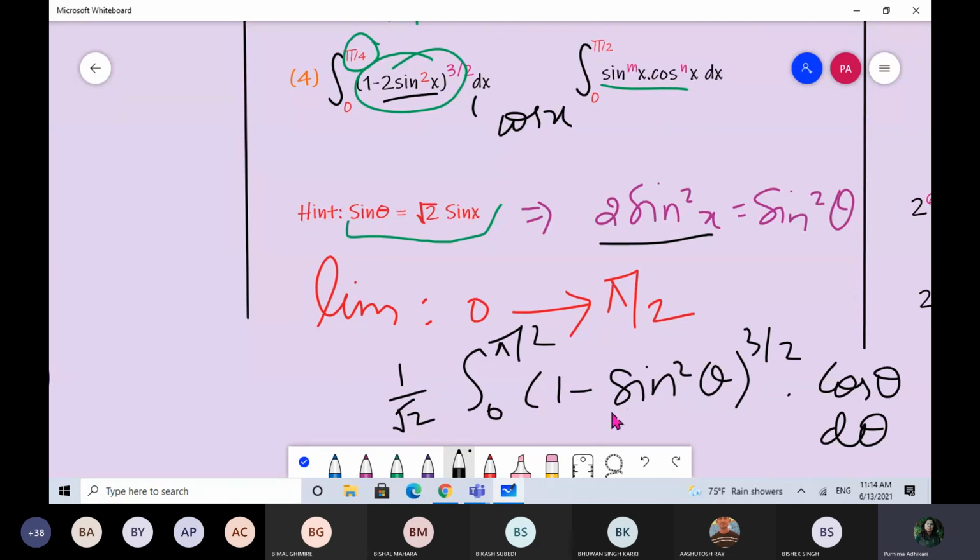Now the function is in terms of cos. What is 1 minus sin square theta? It is cos square theta, isn't it? Cos square theta to the power 3 by 2. So what will you get? Accordingly, you will solve. Okay, so I'm going to leave it here. Completion you will do on your own. You will complete this. Okay, so that's all for today.